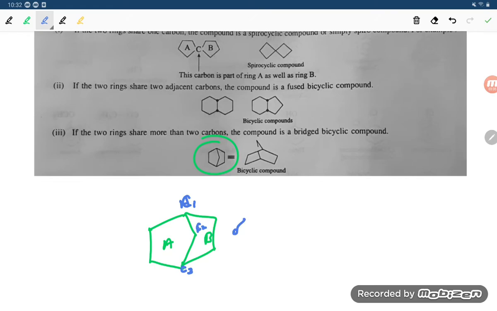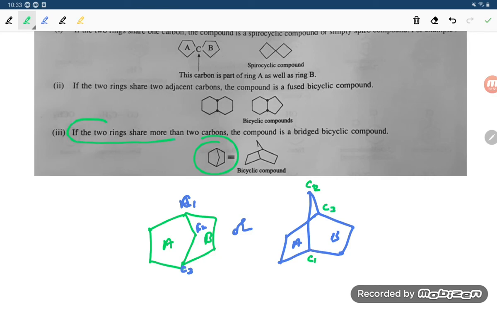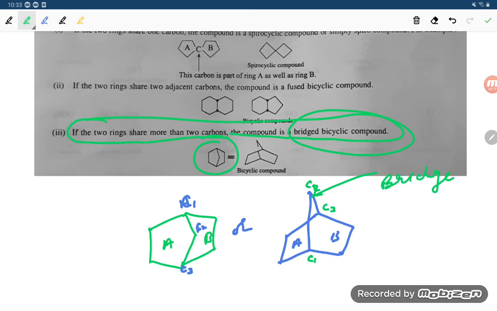So see, this is the A ring, this is the B ring, and there are three common carbons, C1, C2, and C3. So if two rings share more than two carbons, the compound is a bridge cyclic compound. This is what a bridge cyclic compound is.